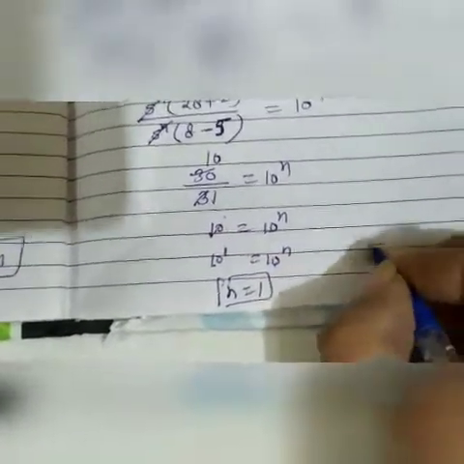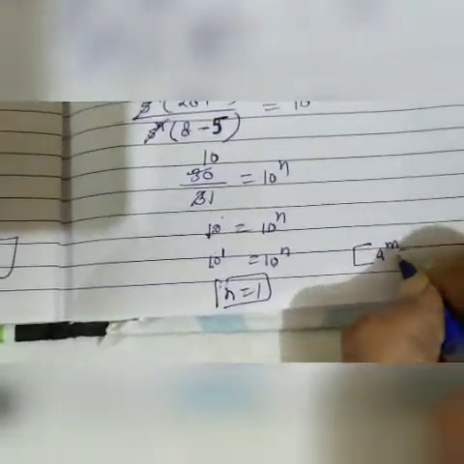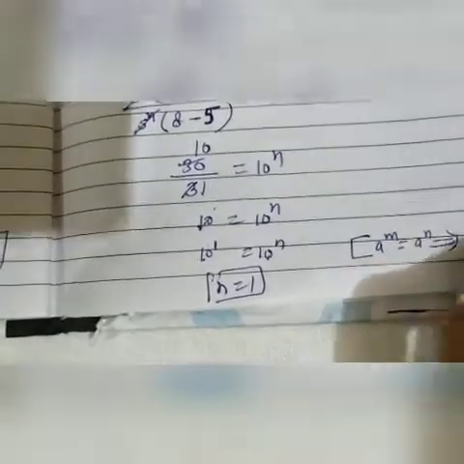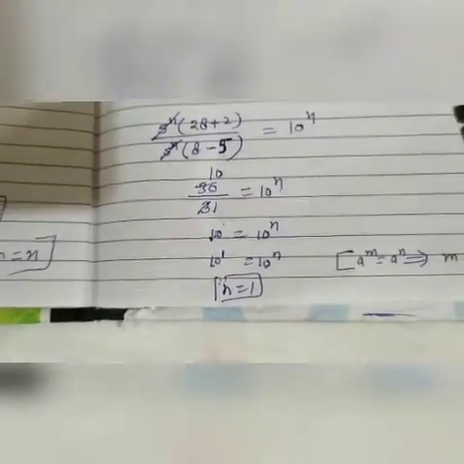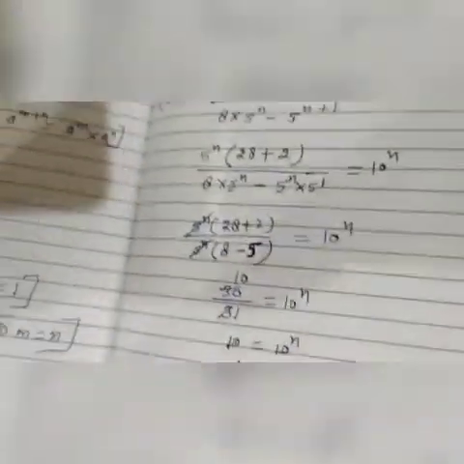Which rule have I applied here? a^m is equal to a^n, it gives m equal to n. Clear? I think up to here it is clear.